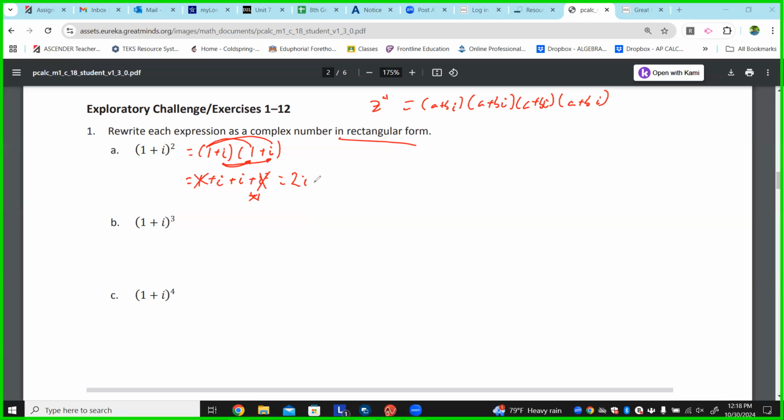All right, so that was a nice simple one. Now, when we look at 1 plus i cubed, this can go back to when we discussed just regular i. Go ahead.